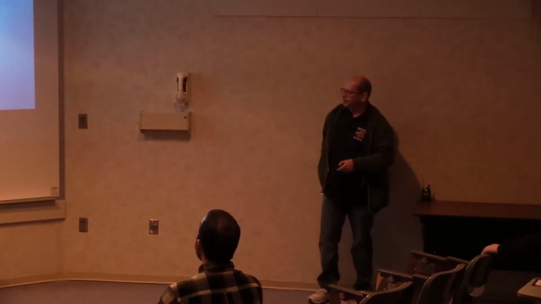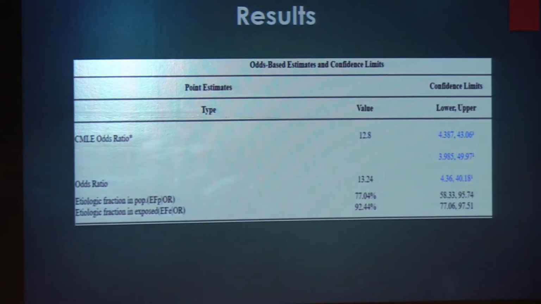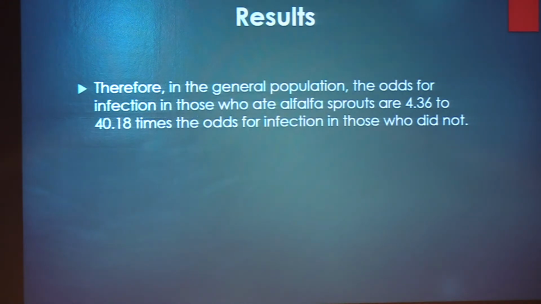For the odds ratio, right? Remember the odds ratio was 13.24, and this is where we get our confidence limits. Okay. So in the general population, the odds for infection in those who ate alfalfa sprouts are anywhere between 4.36 and 40.18 times the odds for infection for those who did not consume alfalfa sprouts.